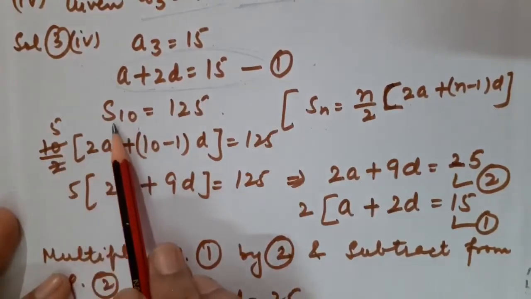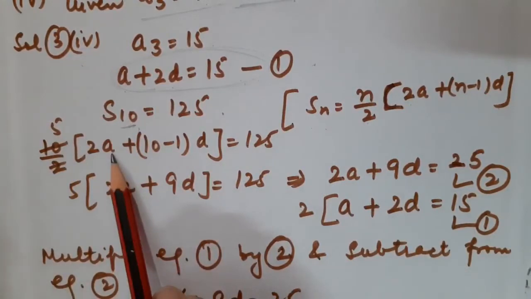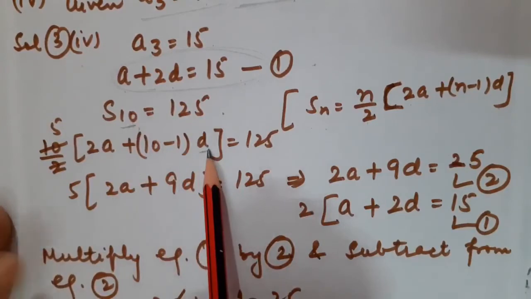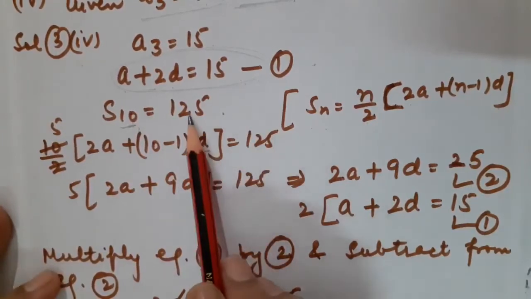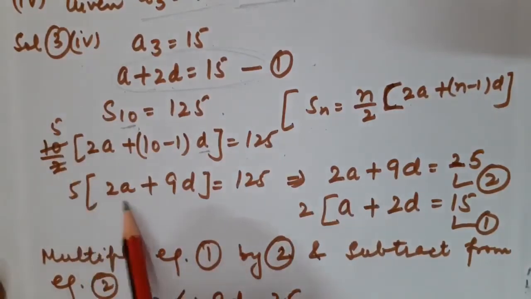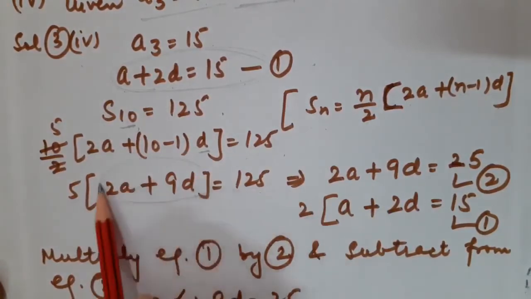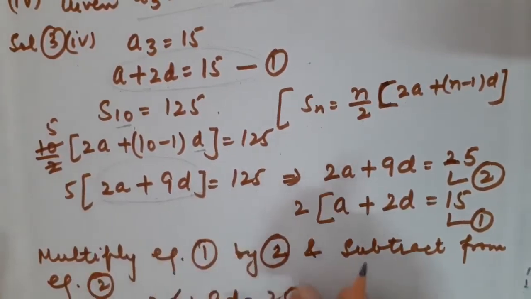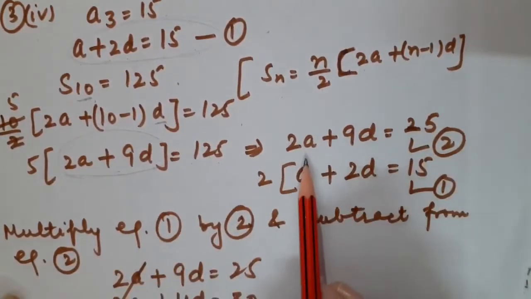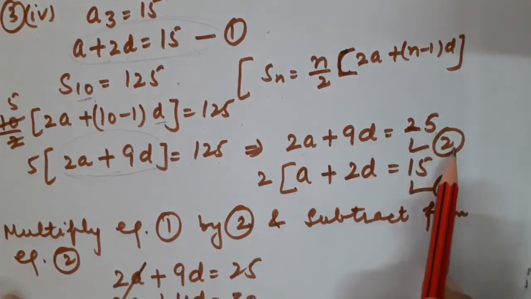So put the value. n is what? This is S10. So n is 10. 10 by 2, 2a, a I do not know, plus n minus 1, that is 10 minus 1, d again I do not know, so d will be written as it is, is equal to 125. Simplify them. It would become 5 into 2a plus 9d is equal to 125. This 5 is multiplying with this complete expression. When it goes on right hand side, it will be divided. So 125 upon 5 will become 25. So I have got 2a plus 9d is equal to 25. This is equation number 2.